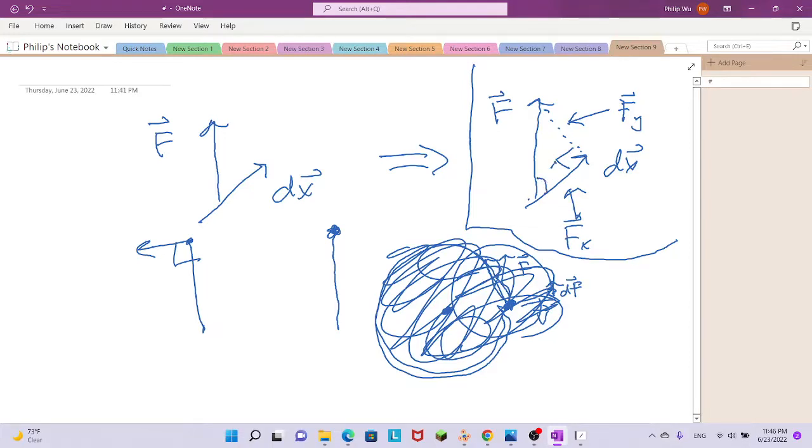Or if we define an angle theta, the angle between our force vector and our small displacement vector, then the actual force contributing to this change in speed, the change in the magnitude of the velocity squared, not the direction, is F_x, the projection of F on dx, which, using our newly defined angle, is the magnitude of the force times the cosine of this angle.